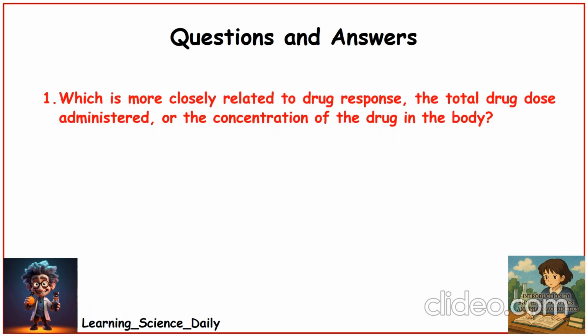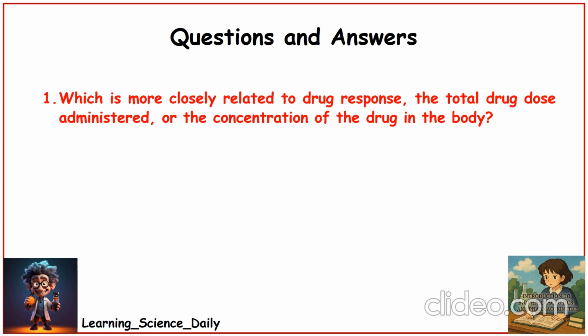Question 1. Which is more closely related to drug response, the total drug dose administered, or the concentration of the drug in the body? And the answer is, the concentration of the drug in the body is more closely related to the drug response than the total dose given. This is because the same dose can lead to different drug levels in different people, depending on how their body absorbs, distributes, and eliminates the drug. The drug's effect depends on how much of it actually reaches the target site in the body.